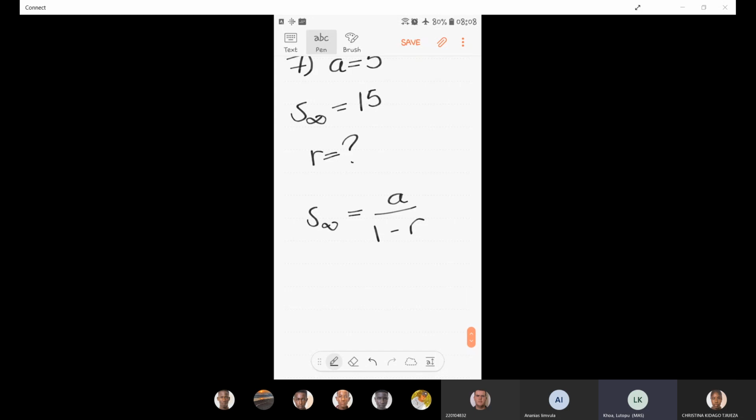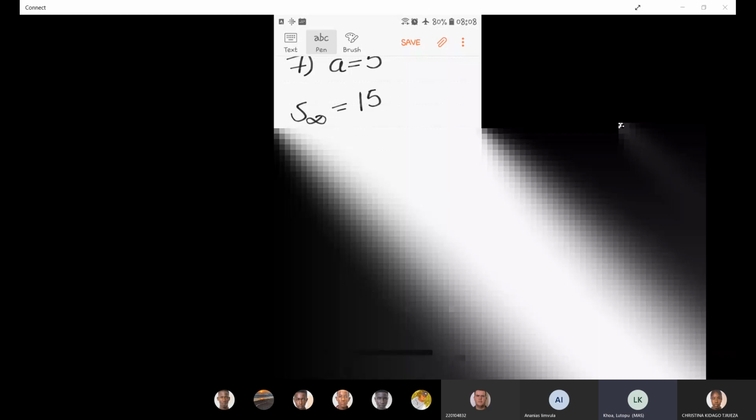Now here, because the sum to infinity exists, if we get an R whose absolute value is greater than 1, then we know that we've done something wrong, because for the sum to infinity to exist, it means that the absolute value of R should be less than 1. So I'll substitute. This is 15. My A here is 5. So what I have is 15 equals 5 over 1 minus R.